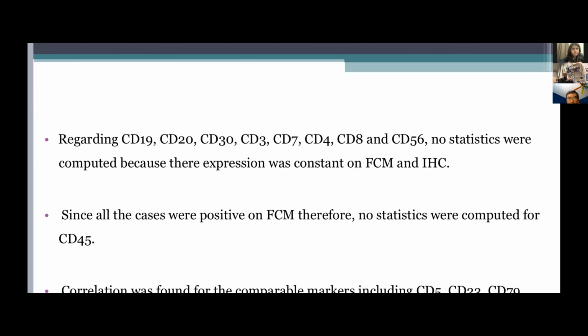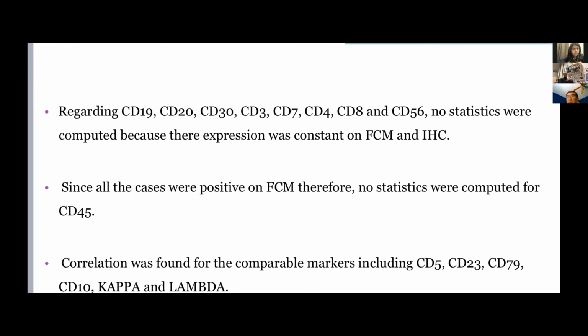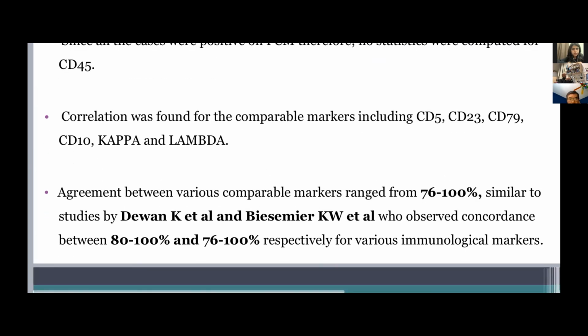Okay, as already discussed, there was no statistics applied on the markers 19, 20, 3, 7, 4, 8. And correlation was found for the comparable markers like 5, 23, 79, CD10, kappa, and lambda. The agreement between various comparable markers ranged between 76 to 100%, similar to studies done by Dewan K et al. and Bismier KW et al., who also observed a concordance rate between flow cytometry and IHC for the above comparable markers, and the rates were 80 to 100% and 76 to 100% respectively.